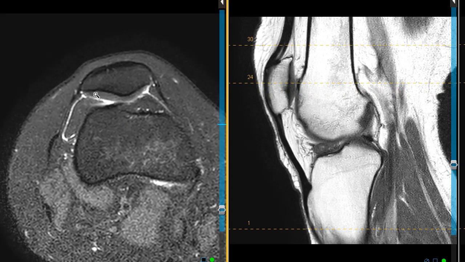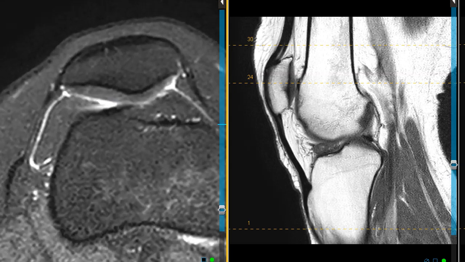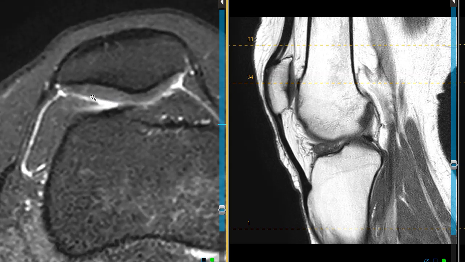We see that along the back surface of the kneecap, there's intermediate signal here, this area of gray signal. This is the cartilage. It looks nice and thick and normal, so there's no patellar cartilage abnormality. The cortex is the black line. That looks normal, so that looks good.